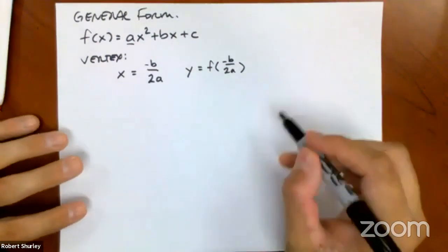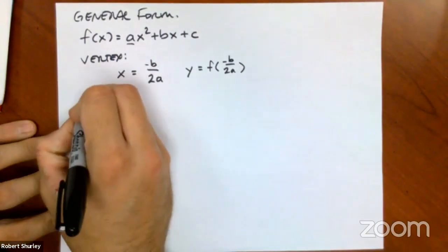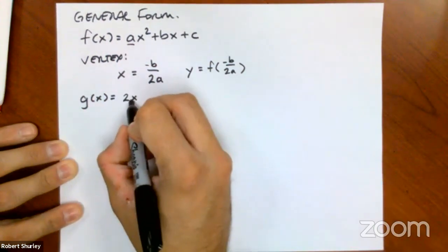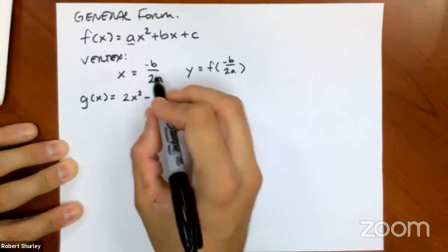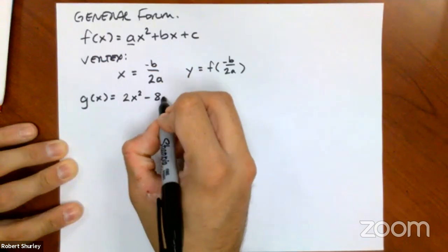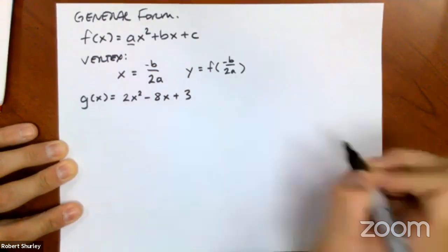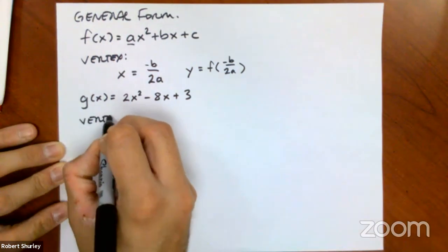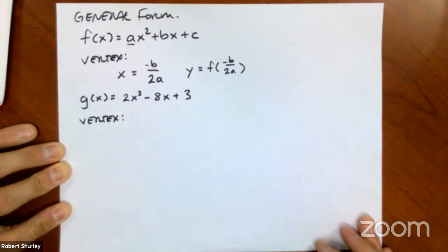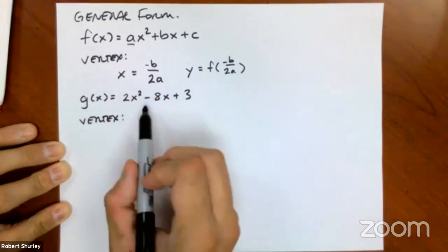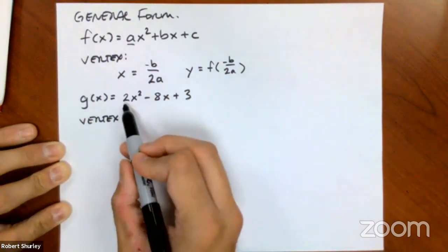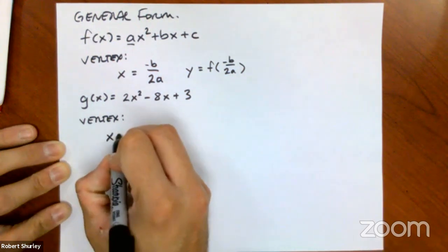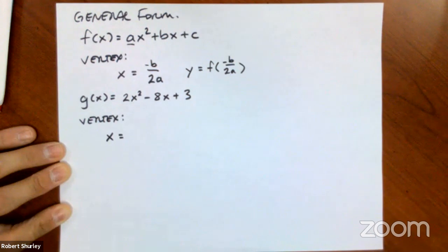So we're going to just talk about vertex. Let's say I gave you g of x equals 2x squared minus 8x plus 3. And I'm going to ask you to find the vertex here. Okay. So look, first off, we know our a, b, and c, right? a is 2, b is -8, c is 3. So if I want to find the vertex, first I have to find the x value.